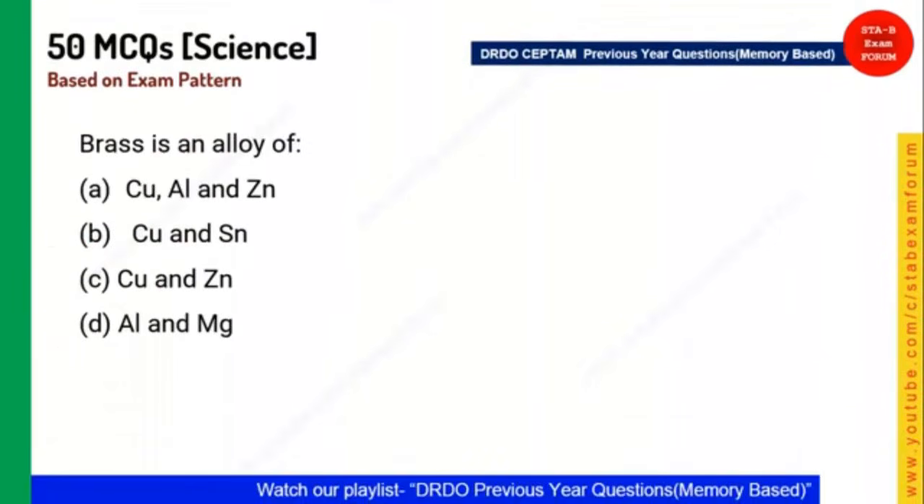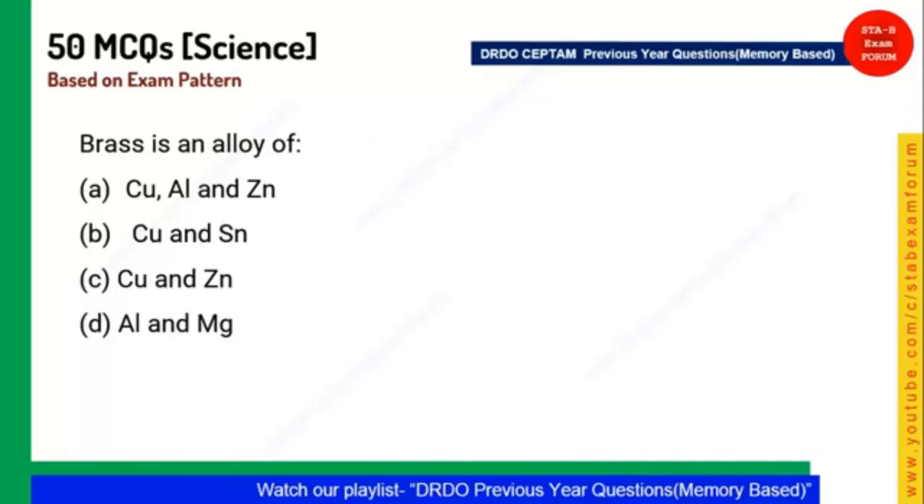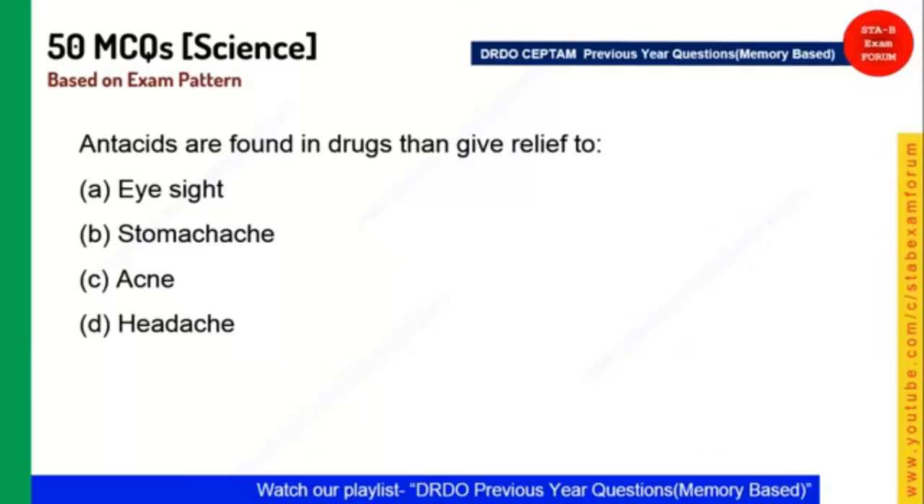We have seen alloy related questions in past exams. This is a very important alloy, student. Brass is an alloy of what? These are the four options, and for this question option C, copper and zinc, is the correct answer. I think we have seen stainless steel, and one more alloy in the past exam. Yes, let's see the next question.